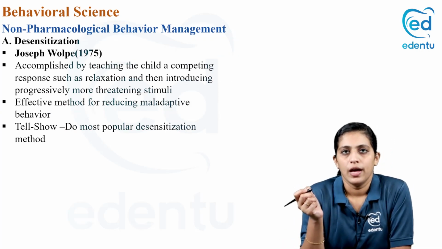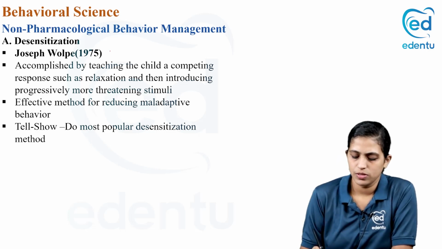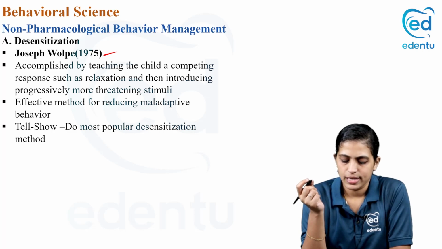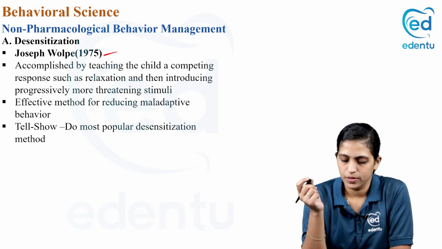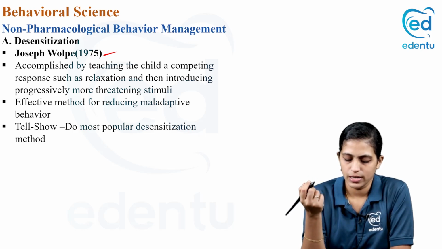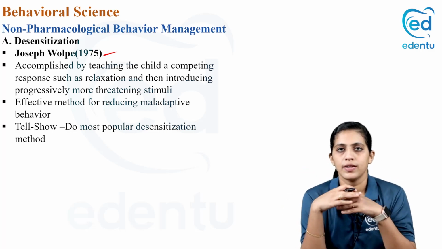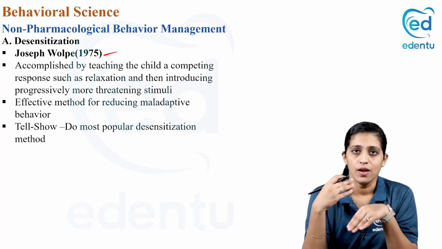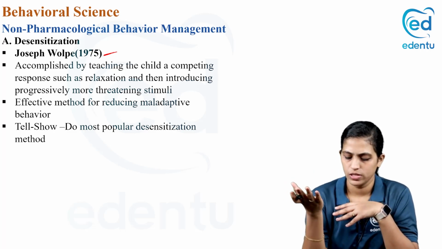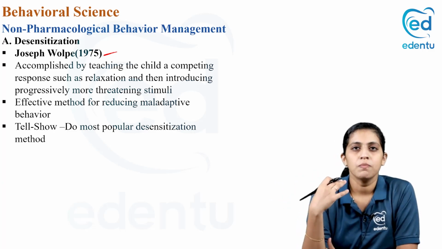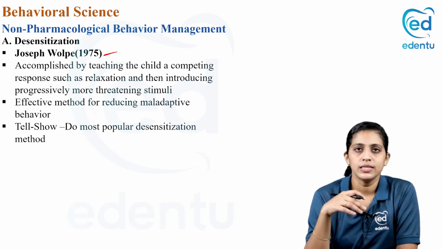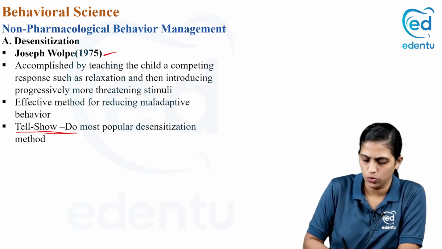So begin with desensitization. This was proposed by Joseph Wolpe in 1975. It is accomplished by teaching the child a competing response such as relaxation, and then introducing progressively more threatening stimuli. So it is an effective method for reducing maladaptive behavior. Basically we are trying to relax the child and then we introduce the more scary or threatening stimuli. So an important desensitizing method here is tell, show, do.